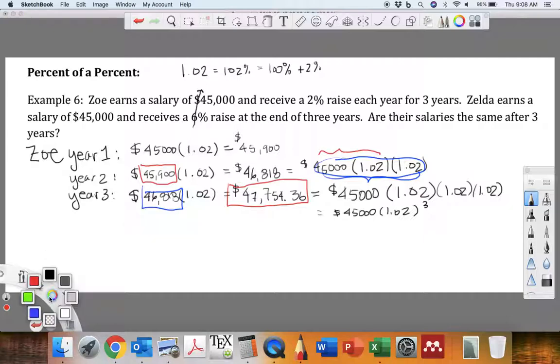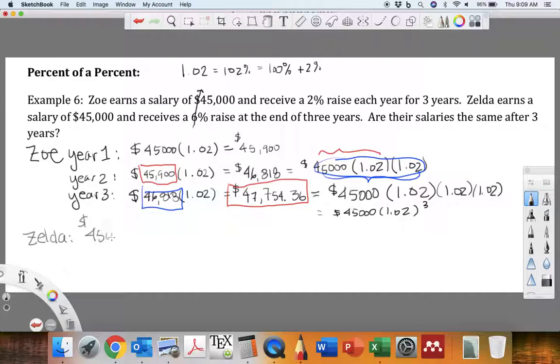in year 3. Now, poor Zelda is going to get the shaft. Zelda gets a 6% raise at the end of 3 years, so notice that 2% per 1 year. No, so the temptation is to think that, 6%, that's 2% times 3, so it should be the same. It's not.